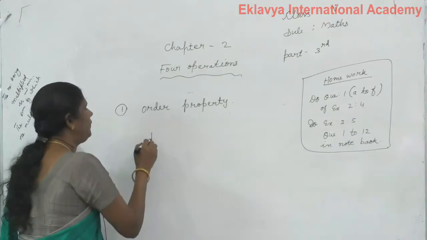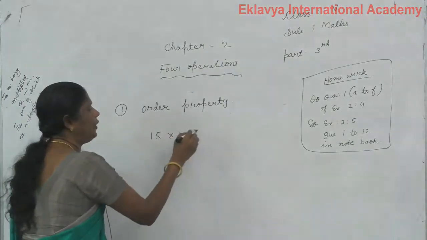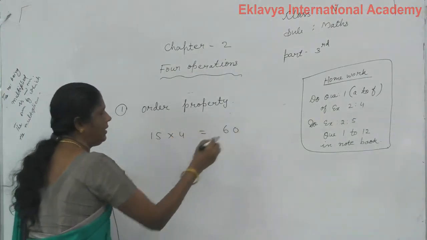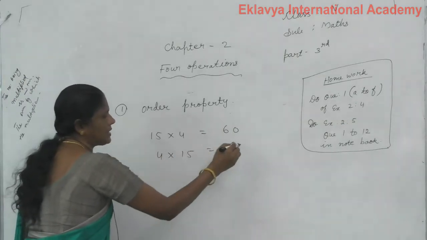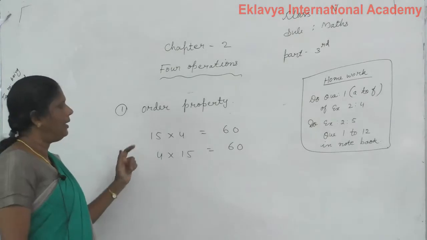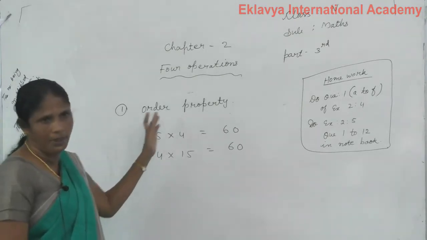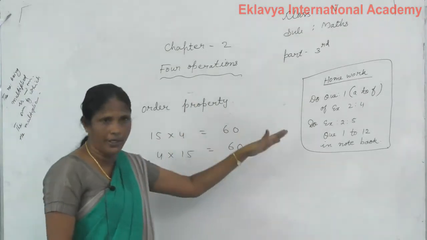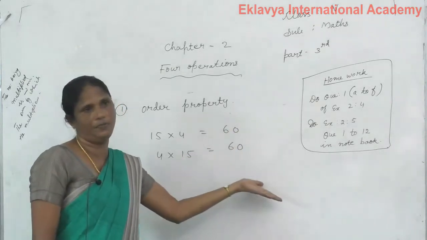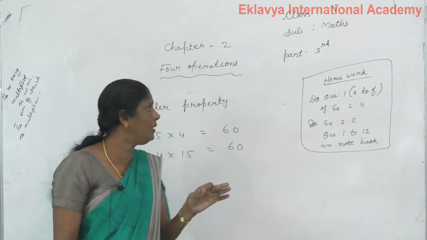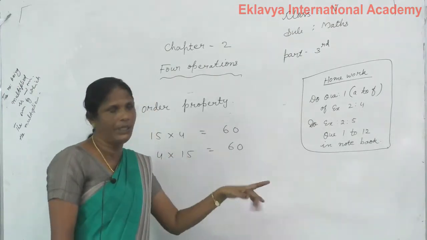That is, 15 multiply 4 is equal to 60. Then 4 multiply 15 is equal to 60. Understand? The two numbers are multiplied in any order, the result is not changed. That property is called order property.